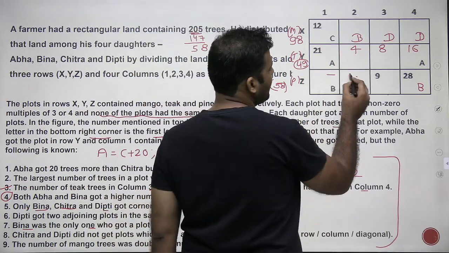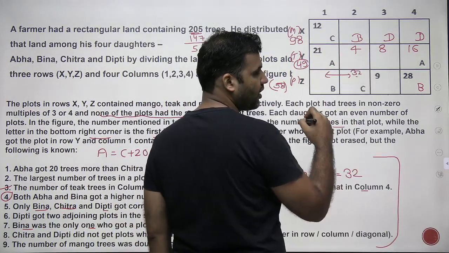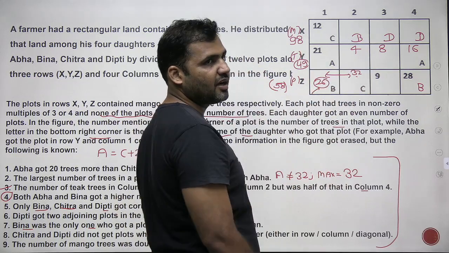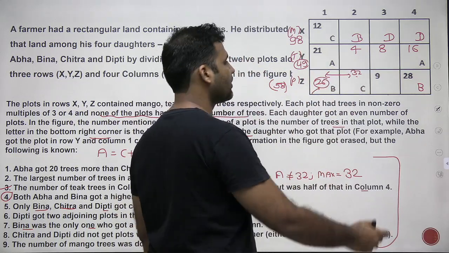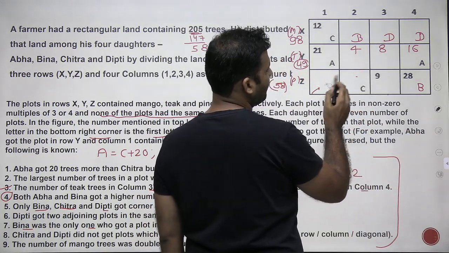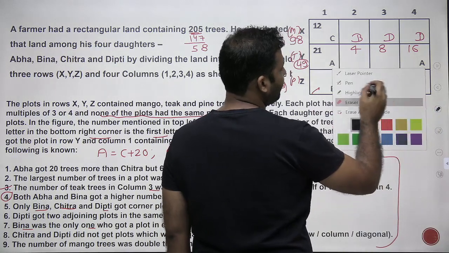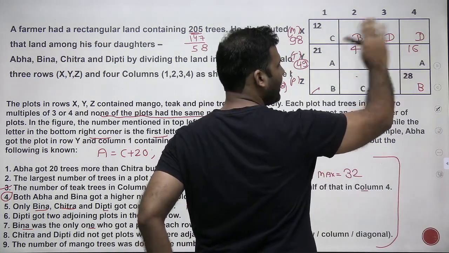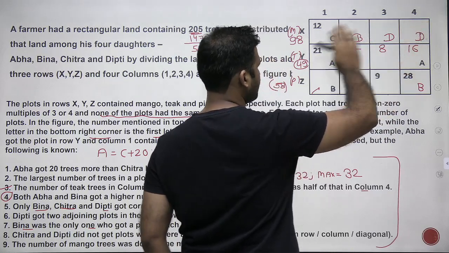If I'm saying that any of these two cells is having 32 plots, then the second one will definitely be having 26. Now, this number is neither a multiple of 3 nor a multiple of 4. So can I say that 32 as a value cannot come at any of these two places? If 32 is not coming at any of these two cells, 32 must be coming at any of these three cells for sure, right?